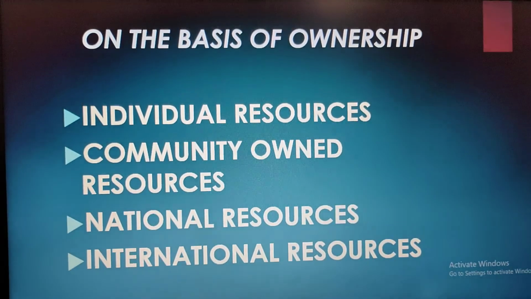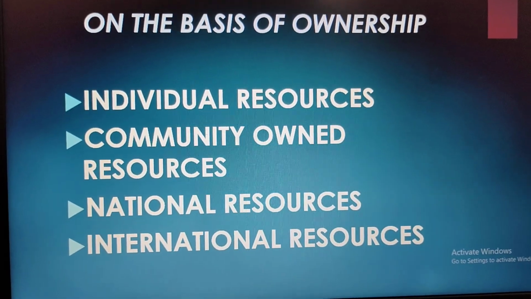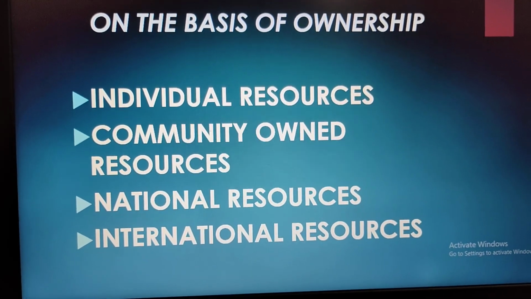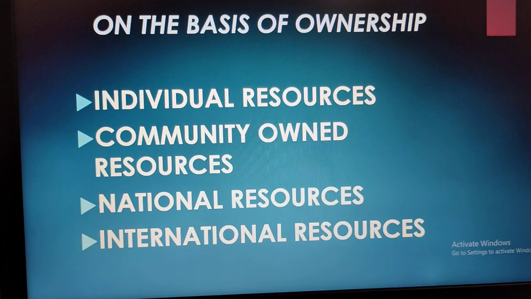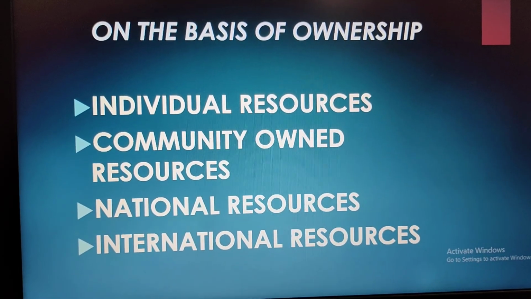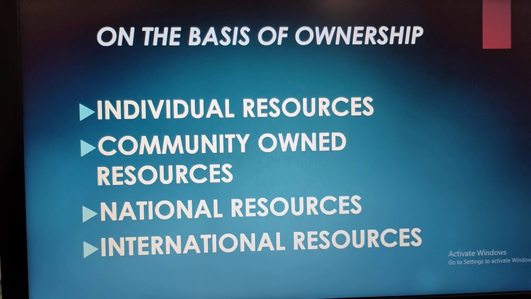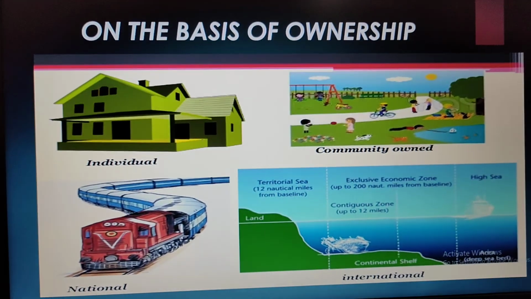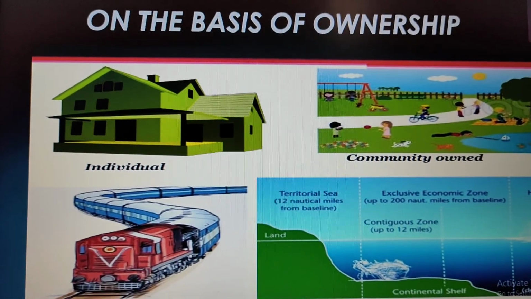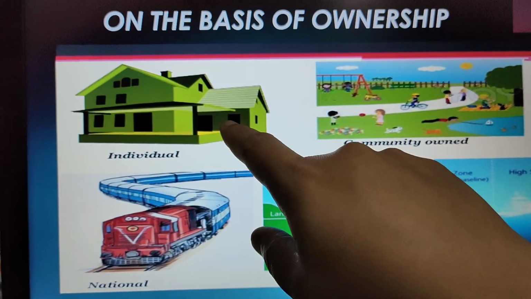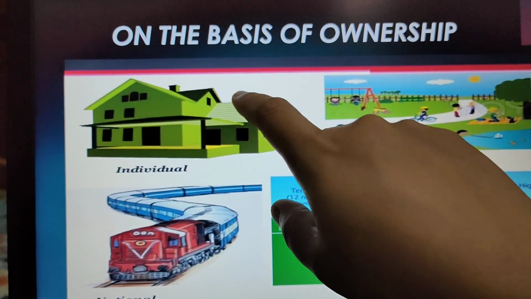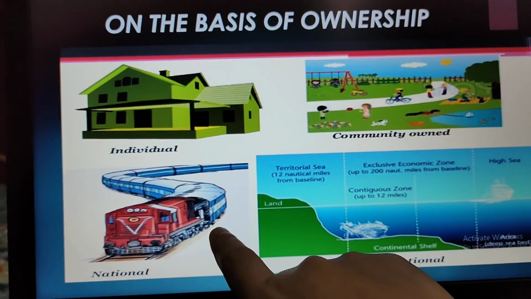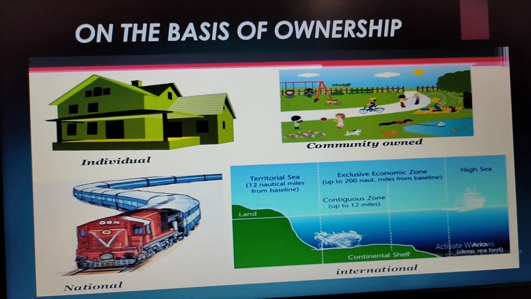Today we'll be discussing about the resources on the basis of ownership. Now, on the basis of ownership, the resources have been divided into 4 parts: individual resources, community-owned resources, national resources, and international resources. Now, on the basis of ownership, you can see individual means owned by an individual. Community owned by the community. National and international.